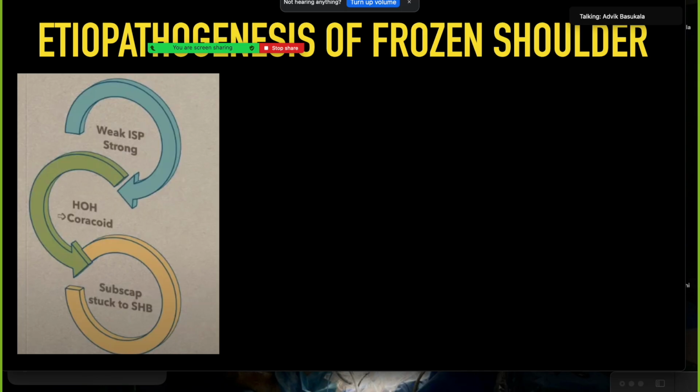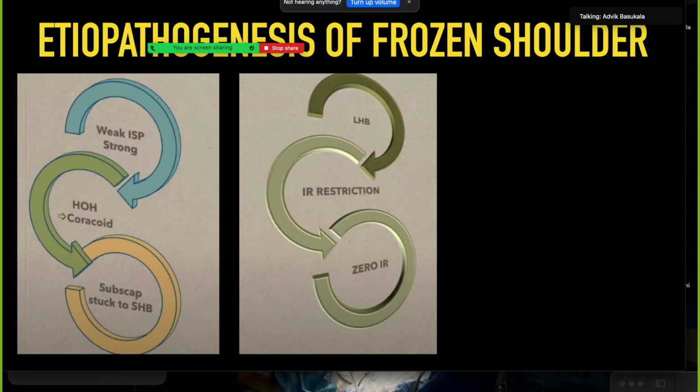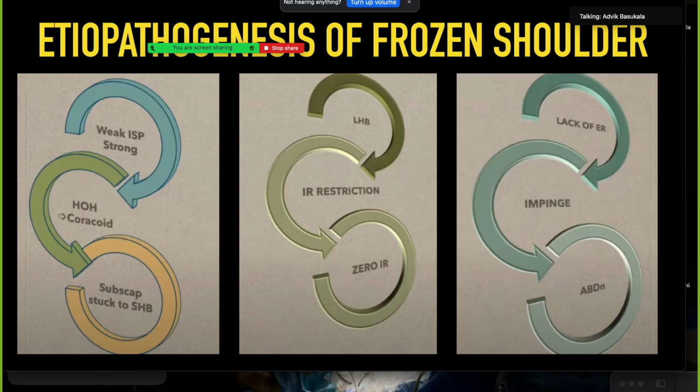By doing so, what happens? The head of the humerus and the coracoid process come into contact, and there is some extramarital affair between the subscap and the long head of biceps, because of which there will be adhesion between those two. And the long head of biceps is the number 1 pain generator in the shoulder. When the long head of biceps is rubbed against the coracoid process and is stuck, then there will be a problem. Internal rotation cannot be done. There will be zero internal rotation, zero external rotation, and zero external rotation is a problem.